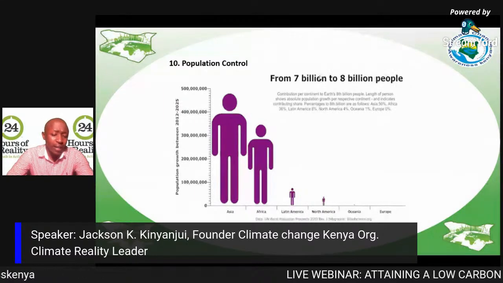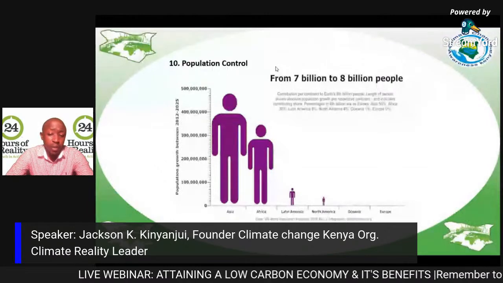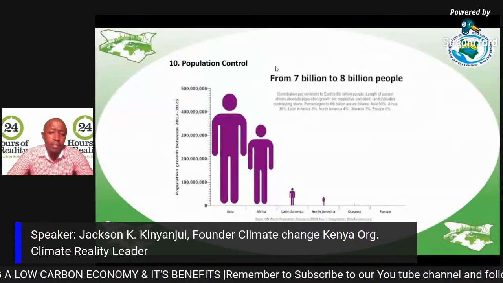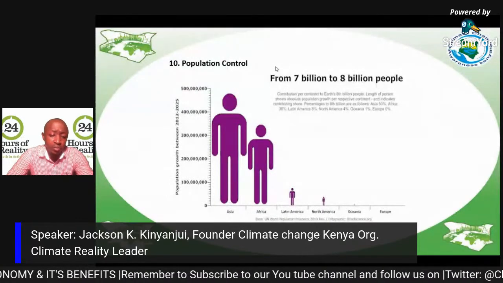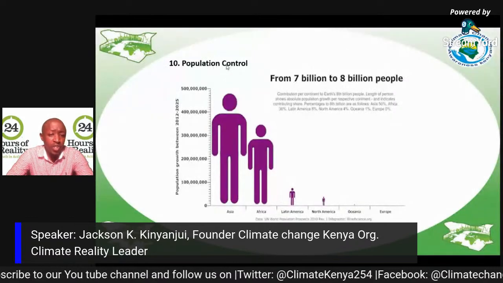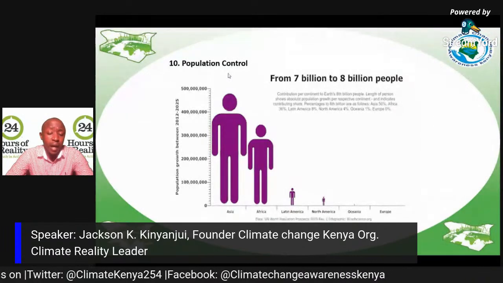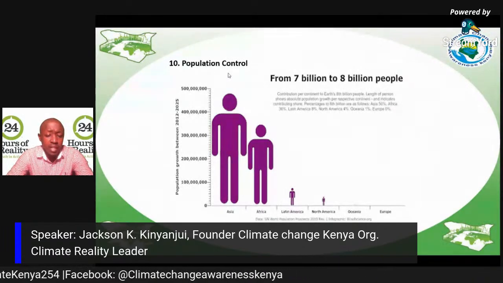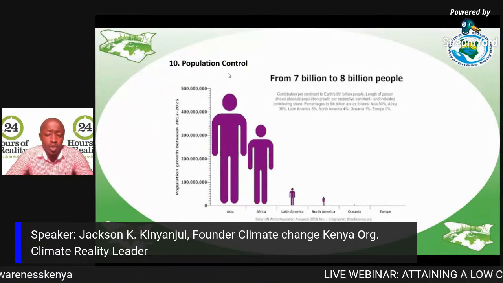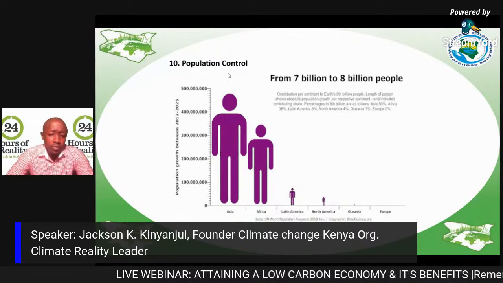So what do we need to do as nations? We need to reduce our population, because it has been noted that countries that have the highest populations have the highest carbon emission rates. Continent-wise, Asia has the largest population, followed by Africa. And with population increase, it means that people will have to encroach into the forested areas so that they can have space to live and to farm.